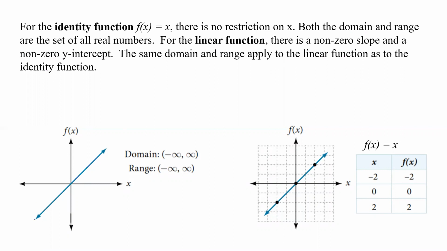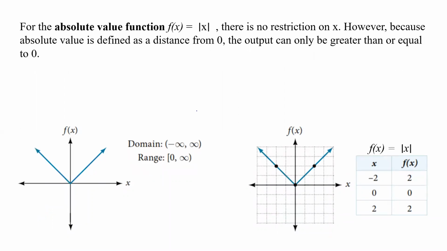And we can't have a vertical slope here either. So it's going to be basically any line that you can draw besides the vertical and the horizontal is going to be your linear function. The next one we have is called the absolute value function.